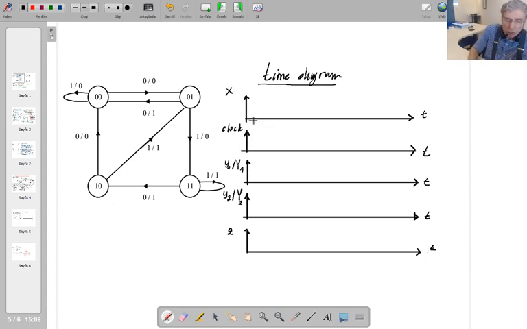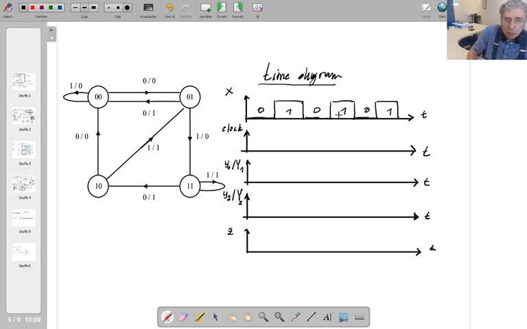So let's choose any input sequence. Let's choose this input sequence like this. That is 0. That is 1. That is 0 again. That is 1 again. 0 again. And 1 again. So our input sequence is 0, 1, 0, 1, 0, 1.